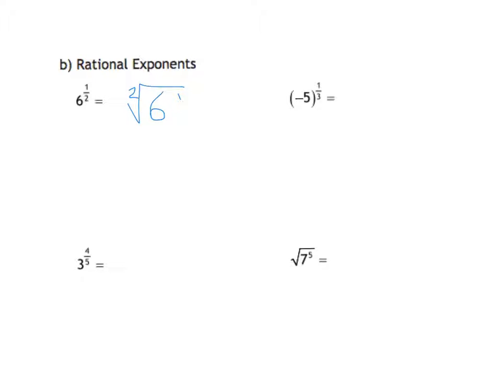But actually, if you remember, when we're working with radicals, if the index is 2, we don't usually show it. And if the exponent is 1, we don't show it. So we could actually just write this as root 6. That's how it should actually be written. But to show you where those numbers go, I have that other step.